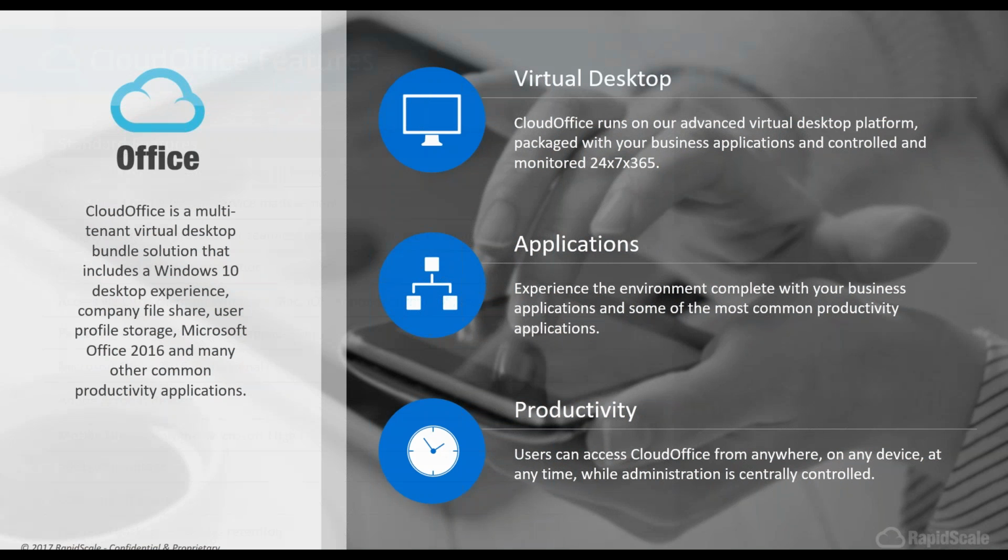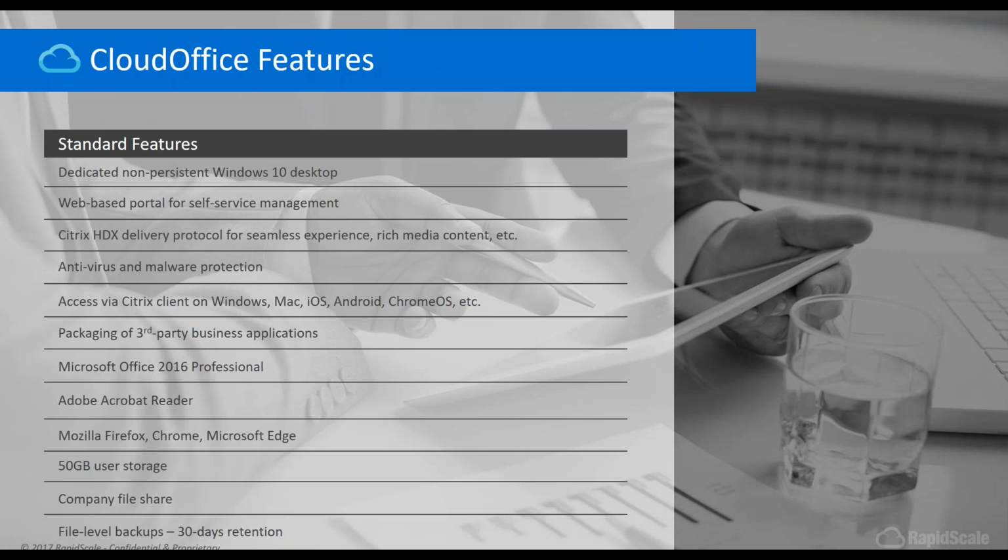So, some standard features of Cloud Office. It is a Windows 10 desktop experience, which means you log in, you click on the Start button, it looks and feels and is essentially exactly like having a Windows 10 desktop. There is a Windows-based portal for management of deploying additional users, removing users. We are leveraging the Citrix Secure protocol so that it's an efficient delivery of that application and also secure. We do include antivirus and anti-malware protection. Again, I mentioned Office is included.